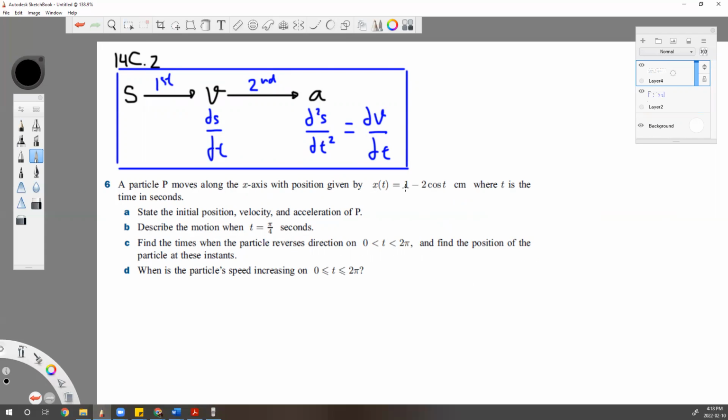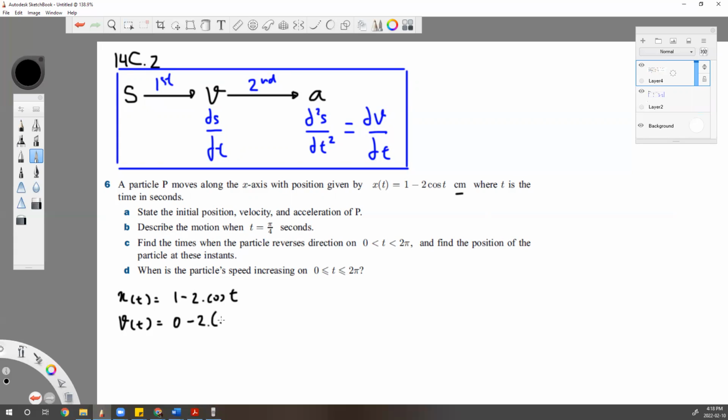Particle P moves along the x-axis, x of t equals 1 minus 2 cos t, where t is time in seconds and x is in cm. It's given. State the initial position, velocity, and acceleration. Before you state the initial position, you need to state the function of the velocity and also the function of acceleration.